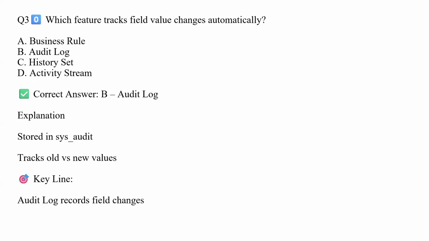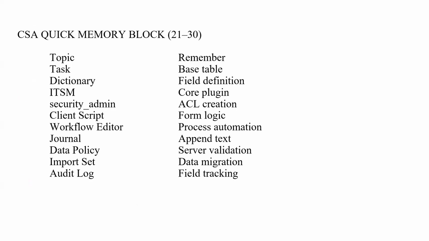Because audit log stores the old value, new value, user, and timestamp. So it's used for history tracking and compliance reporting. Other options are wrong because business rule is manual only, history set is a UI display only, and activity stream is for visualization purposes. The correct answer is audit log, the history engine.